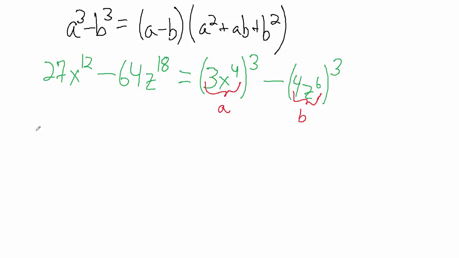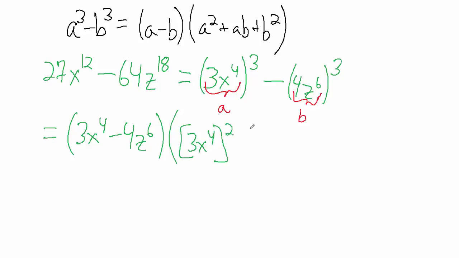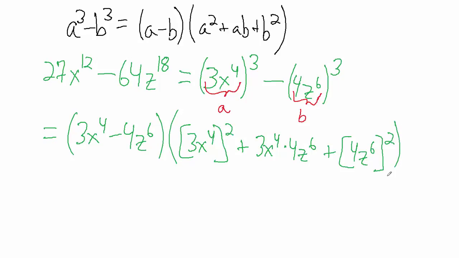So when we do that, what are we going to get? Well, the formula tells us it's going to be the quantity a minus b, which is 3x to the 4th minus 4z to the 6th, multiplied by the quantity a squared. Well, a is 3x to the 4th, so we have 3x to the 4th, that whole thing squared, plus a times b, so plus 3x to the 4th, that's our a, multiplied by our b, which is 4z to the 6th, and then plus b squared. So plus the quantity 4z to the 6th squared, because 4z to the 6th is our b, so that's a squared plus a times b plus b squared.